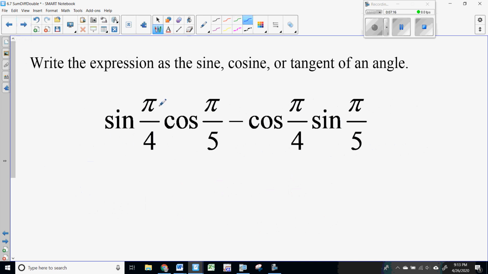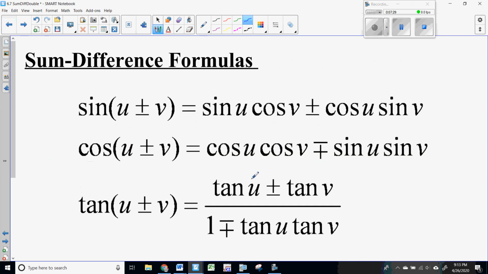If I have sine of pi over 4 cosine of pi over 5 minus cosine of pi over 4 sine of pi over 5, how can I simplify this into a single sine or cosine? Well, the first thing you want to decide is which one of these is it? Is it a sine or is it a cosine? We're really not going to use tangent much here.